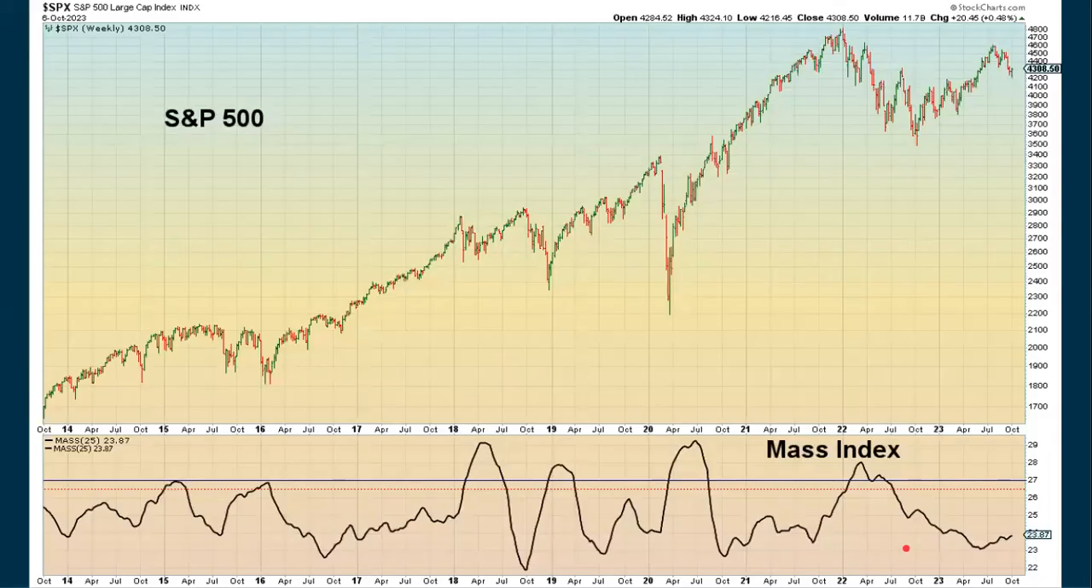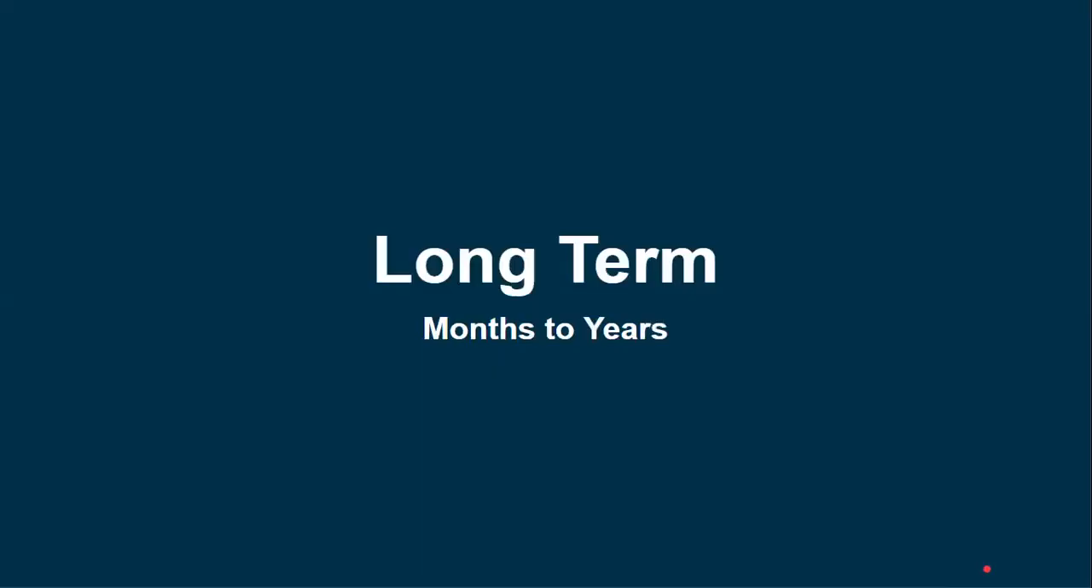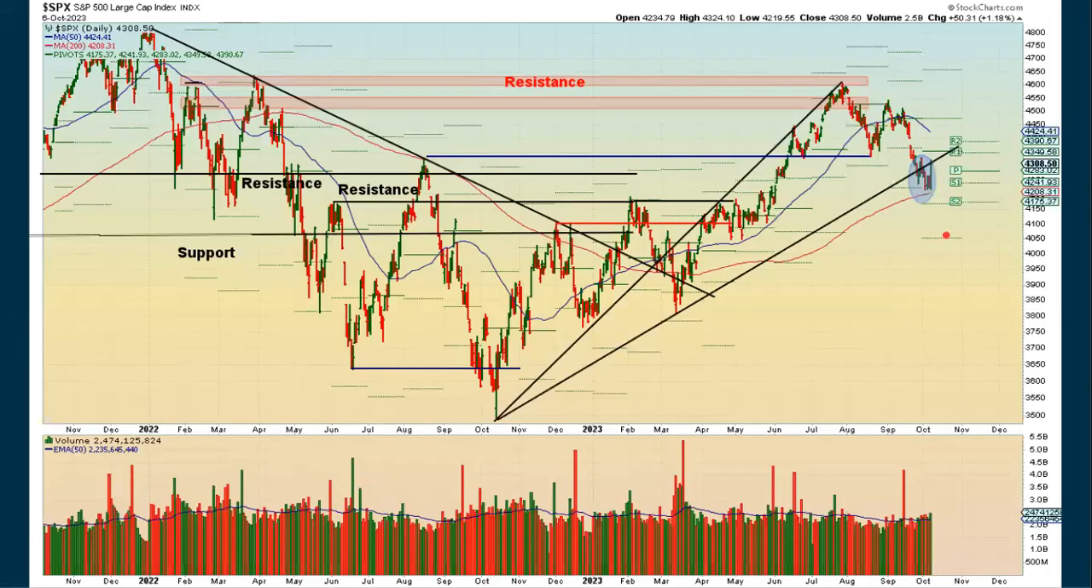The mass index did generate a signal on the daily chart, but really didn't do us any good. It's not generating a signal right now on the weekly chart. Some other charts that we look at, we came right back up to this long-term trend line. That's where we're camped right now. We never quite made it down to the 200 period simple moving average before bouncing up.